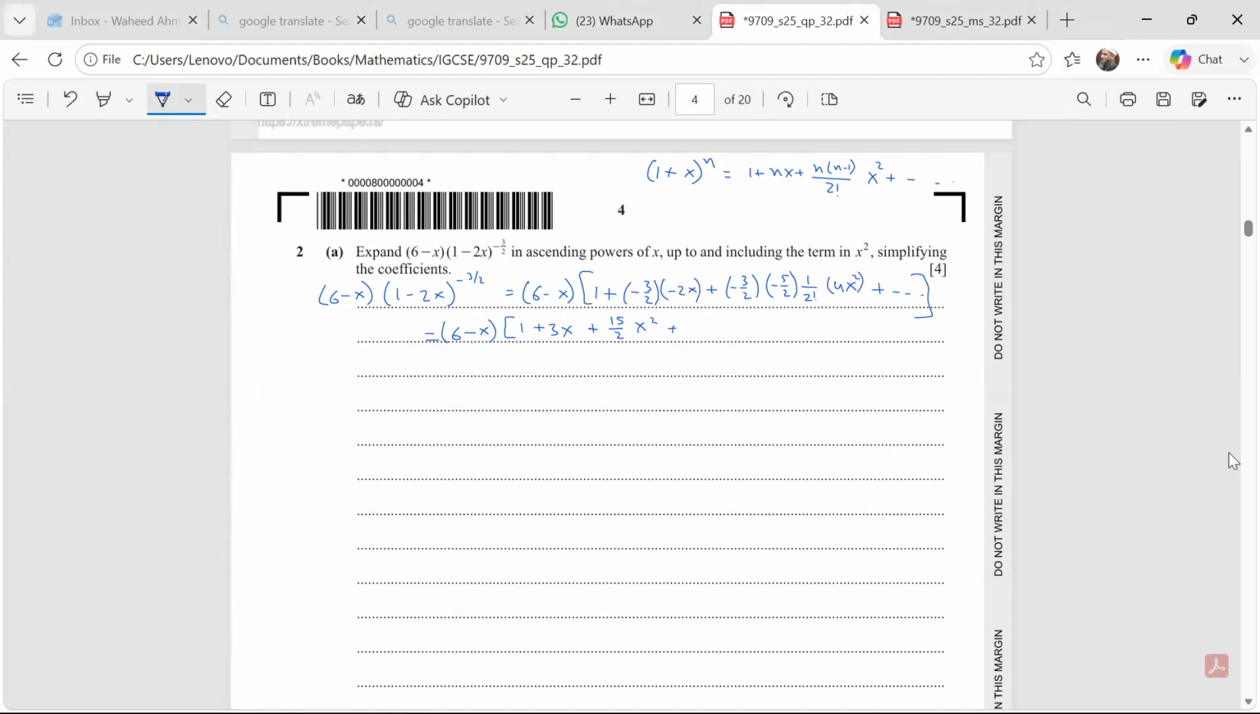And then I will have more higher terms, which I'm not interested in. When I multiply these two brackets, 6 times 1 is 6. 6 times 3x is 18x. Similarly, minus x times 1 is minus x. Now 6 times this, it will become 2, 3, and 3. This will be 45x squared. And when I multiply this x with this term, it will become minus times minus, plus, 3x squared.